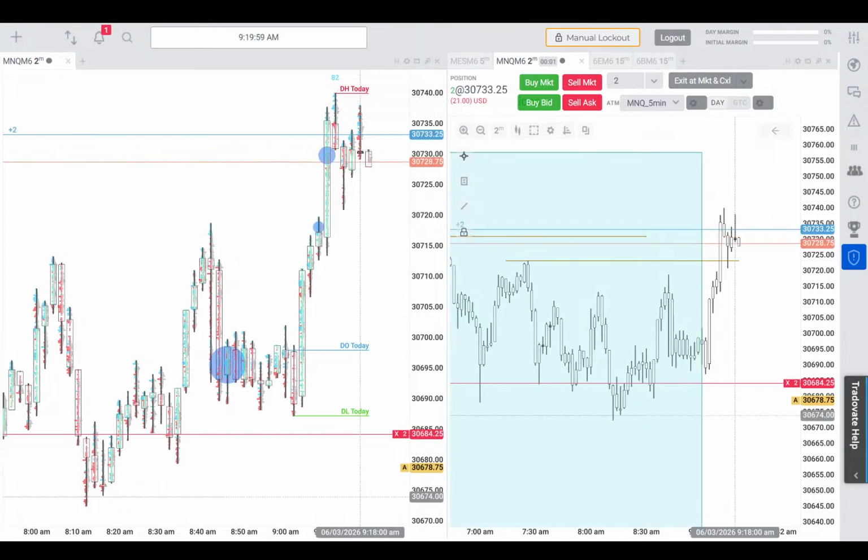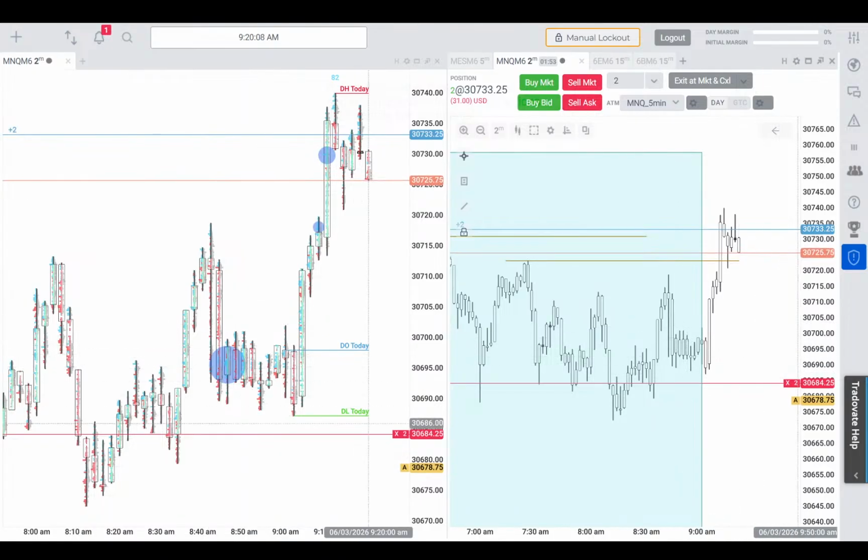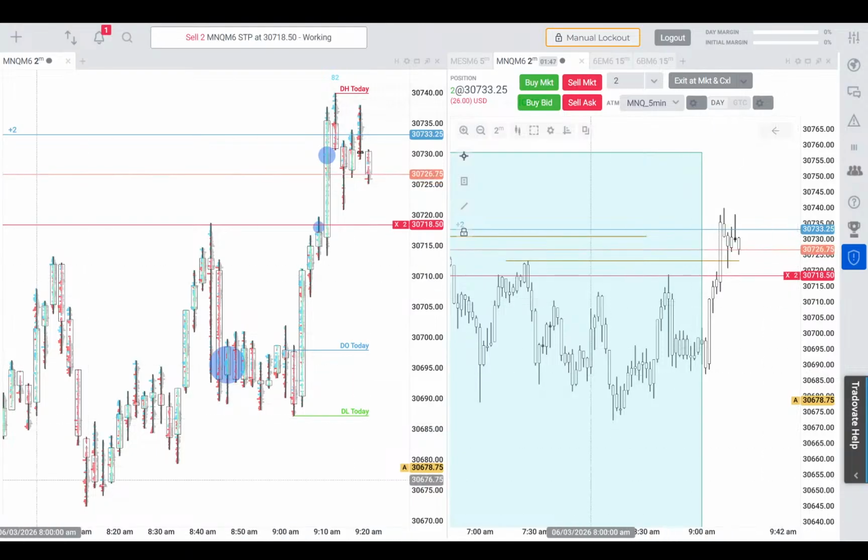Alright. It's okay. Okay, time has passed. We need to check what happened now. Okay, yeah. So we need to move the stop up because it didn't develop as I wanted. So I'm pushing the stop up to see what it does. So now the stop is at 30718.